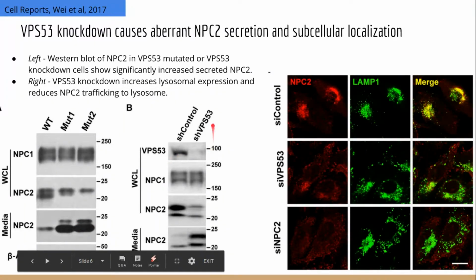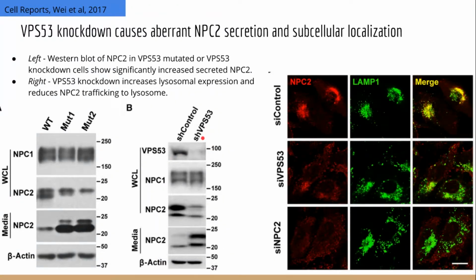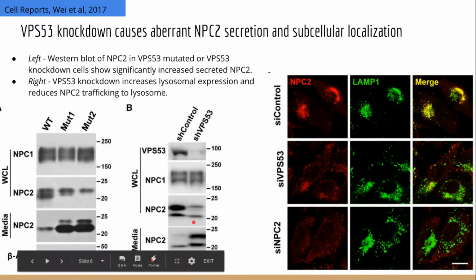And that same phenotype is seen when they knock down the VPS53 gene or protein using shRNA. We see almost no VPS53, obviously. We see very low NPC2. We see lots of NPC2 in the media, indicating it's being secreted.